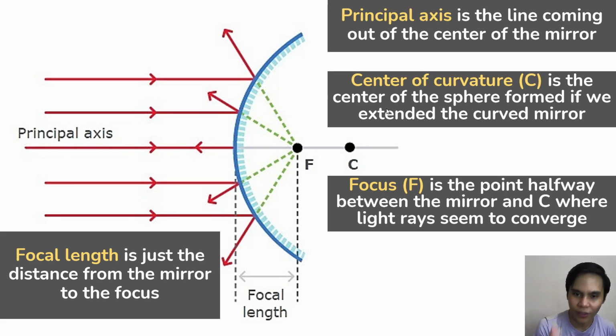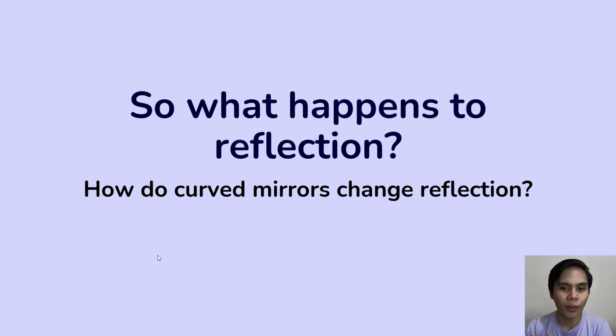The focus, on the other hand, or F, is the point halfway between the mirror and the center of the curvature, or C. So F is just half of C. So if you look at the diagram here, it's literally just halfway between the mirror and the point C. And the focal length is just the distance between the mirror to the focus. All right, so that's the main parts, the P, C, and the F of your curved mirrors.